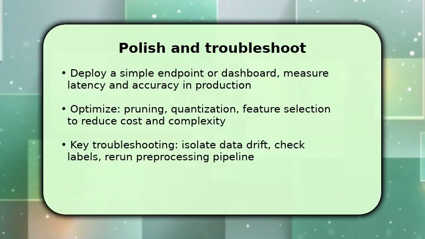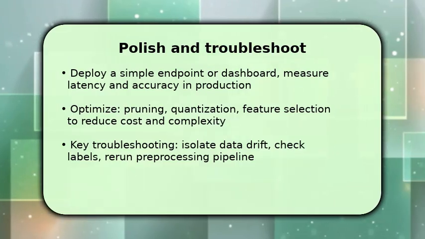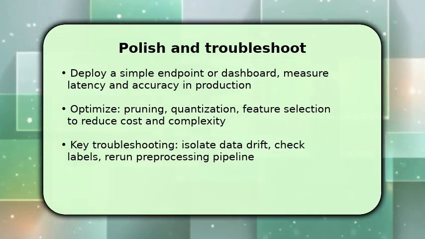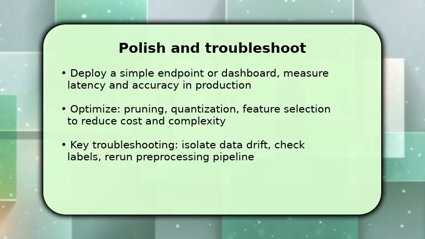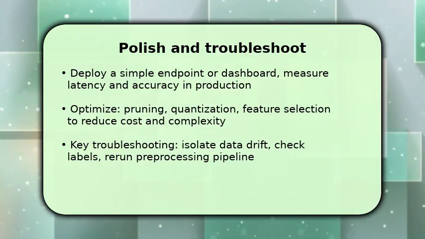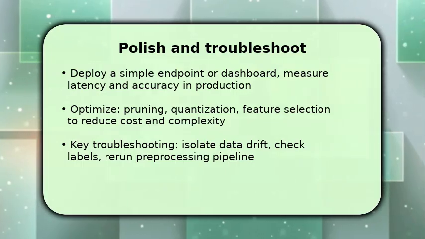Make sure to document assumptions, edge cases, and retraining triggers so others can reproduce results. If things go wrong, always isolate whether the issue is data drift, labeling error, or a pipeline bug before changing the model.